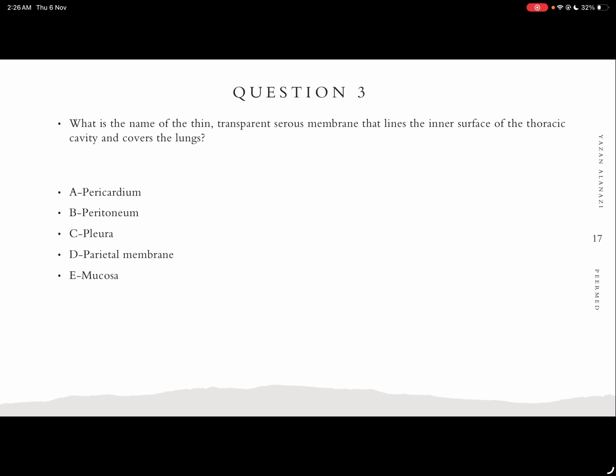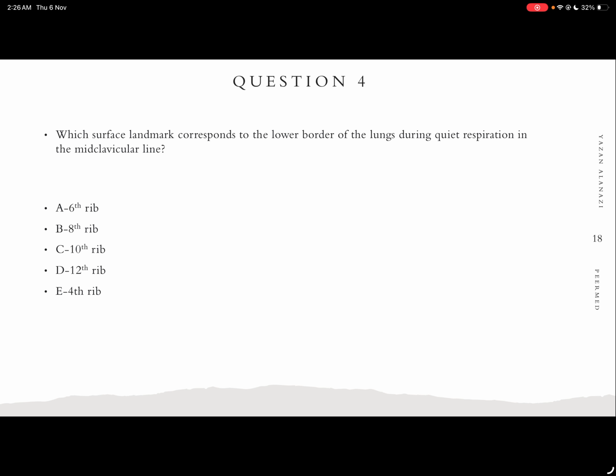Okay. What's the name of the thin, transparent serous membrane that lines the inner surface of the thoracic cavity and covers the lung? This question is so easy. It's called the pleura. Which surface landmark corresponds to the lower border of the lungs during quiet respiration in the mid-clavicular line? This one I just memorized, and it's the 6th rib. Whenever we hear the mid-clavicular line, we just link it to the 6th rib. Okay.